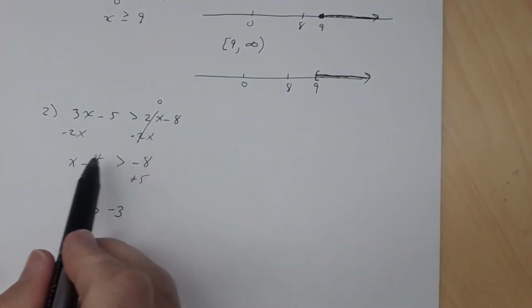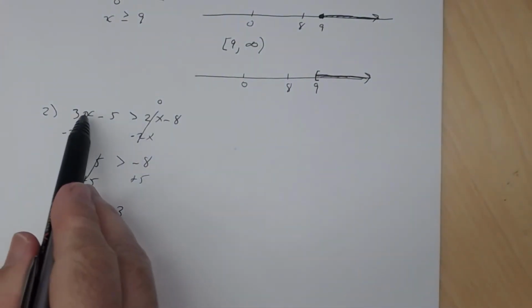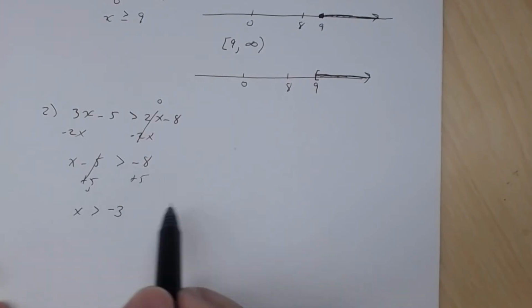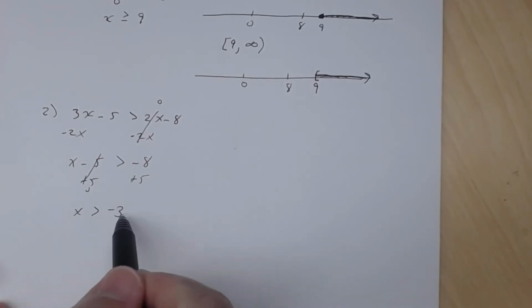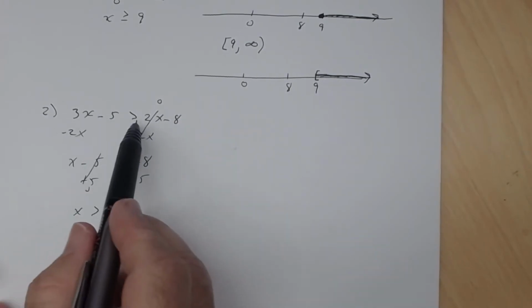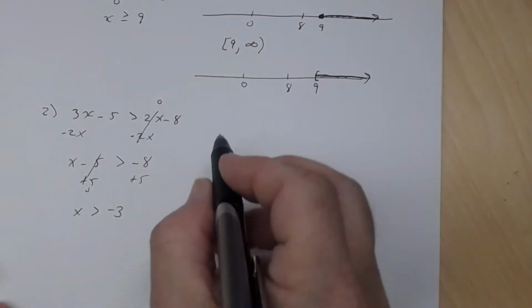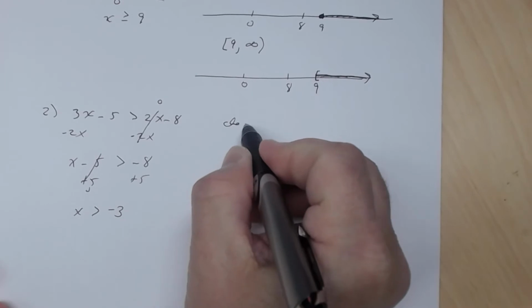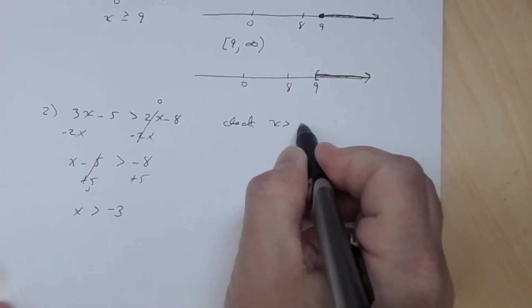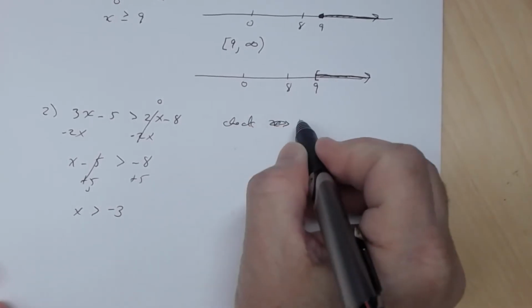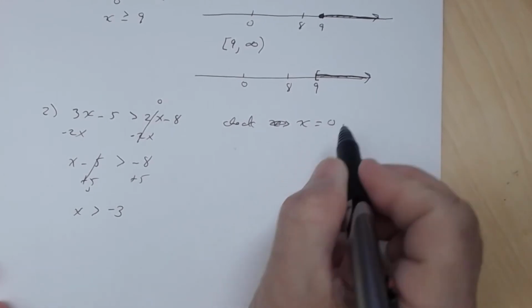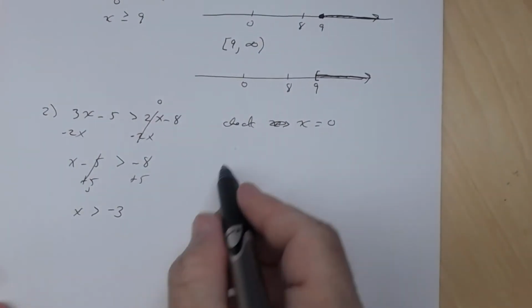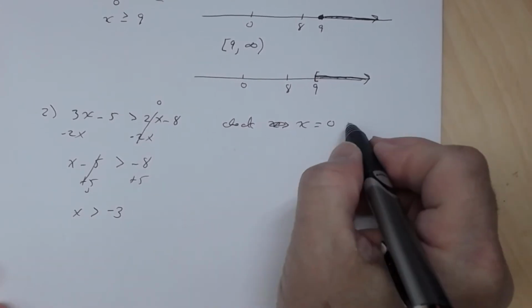Remember, all these are equivalent inequalities. The solutions here are the same as the solutions here, same as the solutions here. So I found the solution. So any number bigger than -3 is a solution to the original inequality. So for example, let's check x equal 0, because 0 is bigger than -3. So let's see if x equals 0 is a solution.